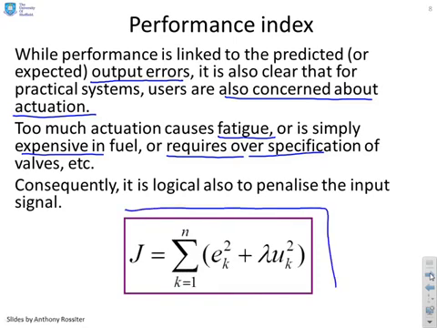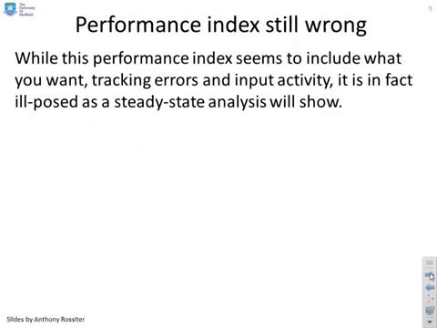Therefore, you end up with a performance index a bit like this. You can see I'm not only penalizing tracking errors, but I'm also penalizing the magnitude of the input. I'm saying large inputs are not good, so let's penalize the square of the input. And again, you might say, yeah, that seems to make good engineering sense. I've got no problem with that. Let's see what it does.